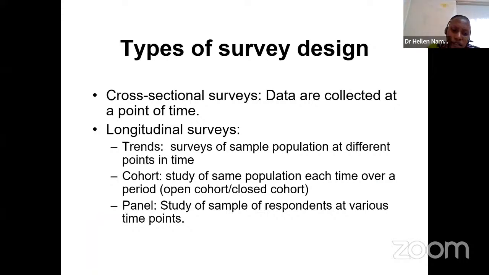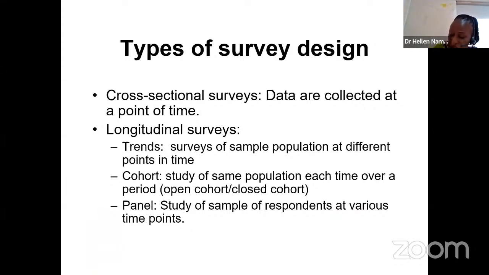Of course, longitudinal surveys have got different ways of how data is being collected, but the data is collected repeatedly. In case you're considering trends, in this particular case, these surveys usually take a very long time, and the same sample population is being looked at over time. And then in case you're considering a cohort, then it implies that you are studying the same cohort over time.